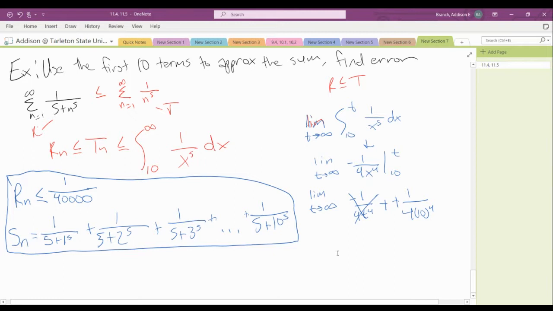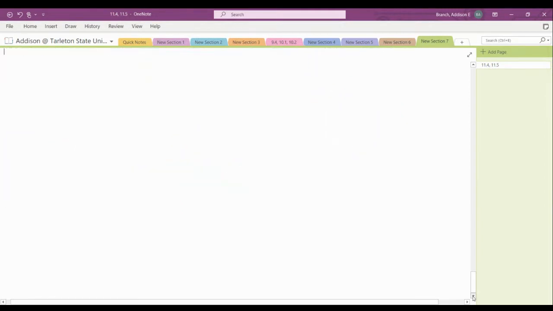All right, so our next section is going to be section 11.5, which is alternating series.